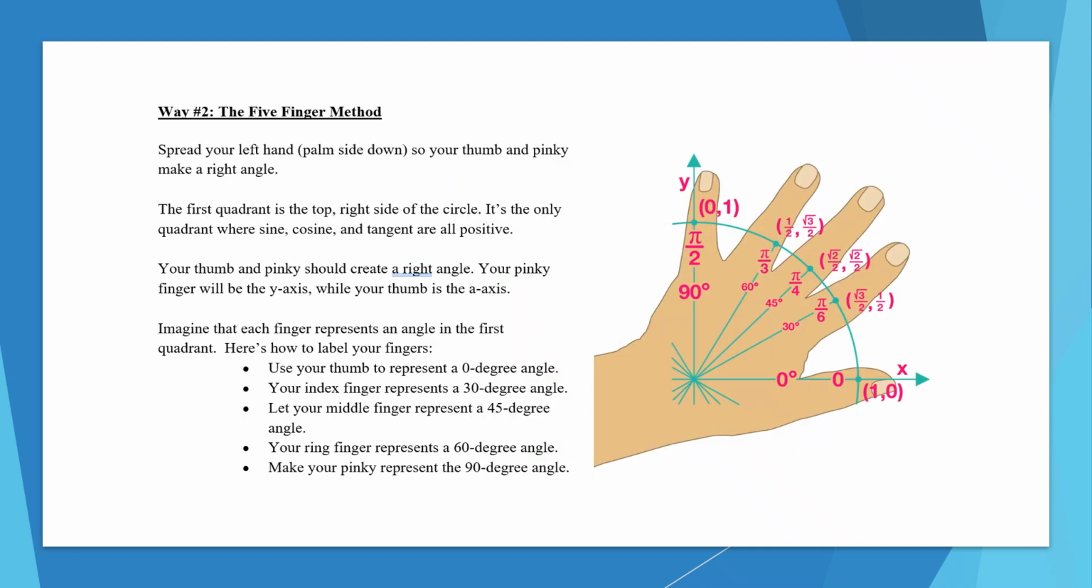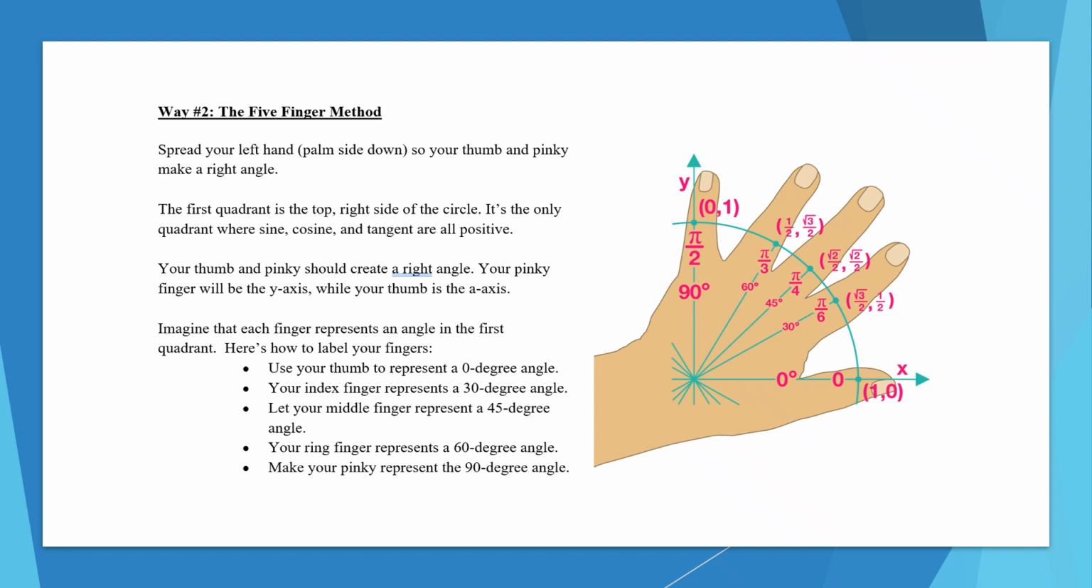Honestly, you can skip forward past way 2 and 3 if you are just trying to complete the lesson and way 1 makes sense for you. This is going to be the 5-finger method. What you want to do is spread your left hand, lay it in front of your notes or in front of your iPad or laptop screen, and see that your thumb and your pinky can make a right angle.